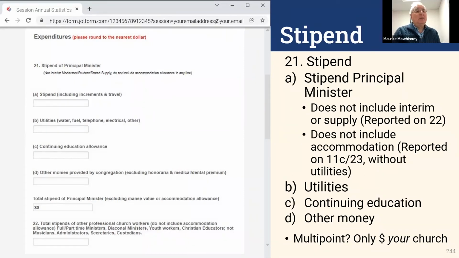In multi-point charges, you're only reporting what your congregation or your church is paying in relation to it. So you've got to imagine splitting the amount that you're paying the minister over the 2 or 3 or 4 congregations and just report your share of the allowance.